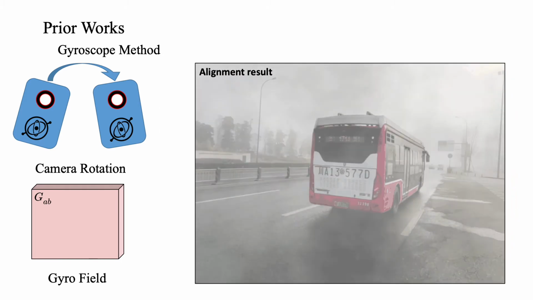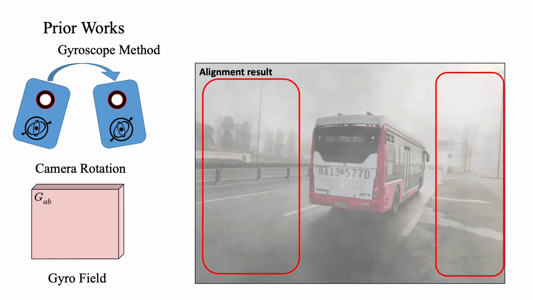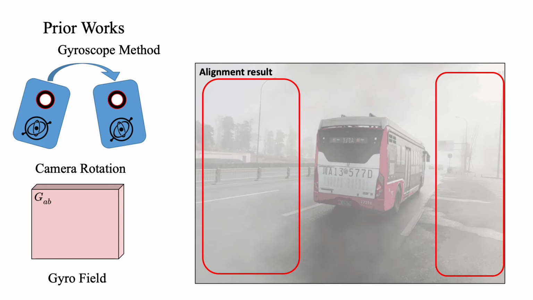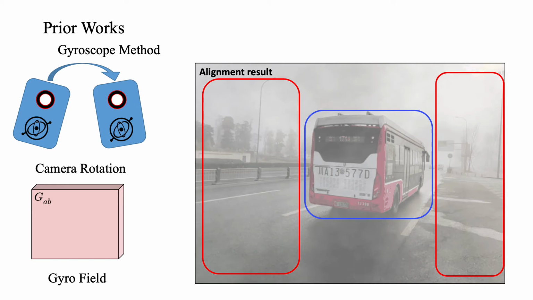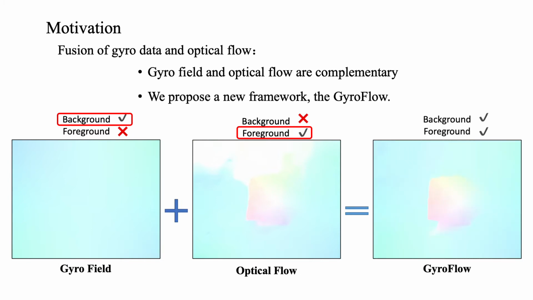Thanks to the image content independent property of the gyroscope, the background areas are well aligned even under weakly textured conditions. On the other hand, the moving objects are under-aligned because the gyro field is confined to camera motion. From the above observations, we notice that the gyro field and optical flow can be complementary. Our motivation is to improve the background motion of optical flow while guiding the network to focus on foreground motion. So we propose a new framework, the GyroFlow. The last column shows our result, handling both the background and foreground optical flow in the challenging scene.